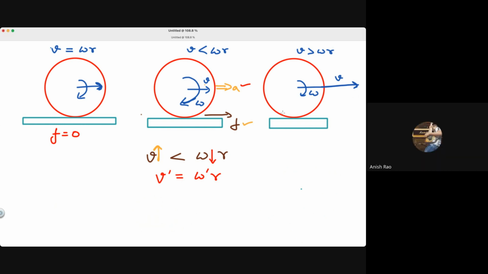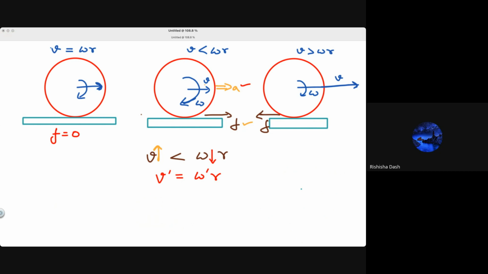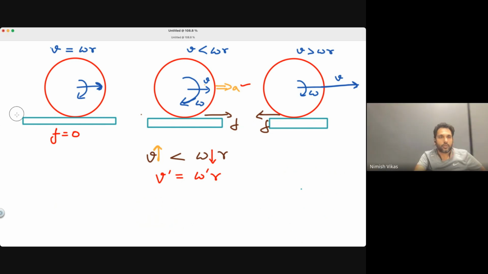Sir, friction will be backwards. Okay, he says backwards. Does anybody disagree? No, sir. So he's absolutely right. Friction backwards is going to help me bring the velocity down, which was high. And thankfully, it is also going to bring the omega up, right?